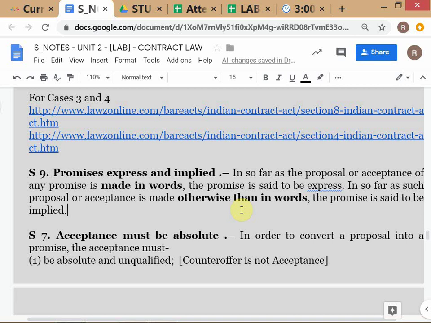But the point is always that the substantive law recognizes even these types of contracts, even these types of promises which are not even made in words but are inferred from the conduct of parties.